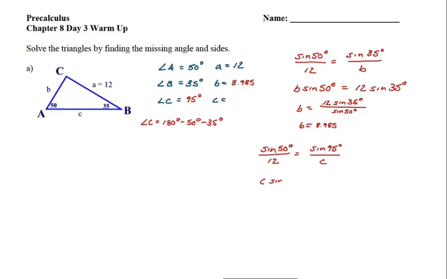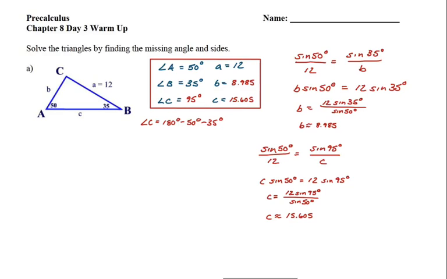So to solve for C, I would clear fractions. So I'd get C sine of 50 equals 12 sine of 95. So to solve for C, I would divide both sides by sine of 50. And then to find this value, I would just type this in my calculator, 12 sine of 95 divided by sine of 50, and I would get 15.605 for side C. And I've solved the triangle and found all the missing information.